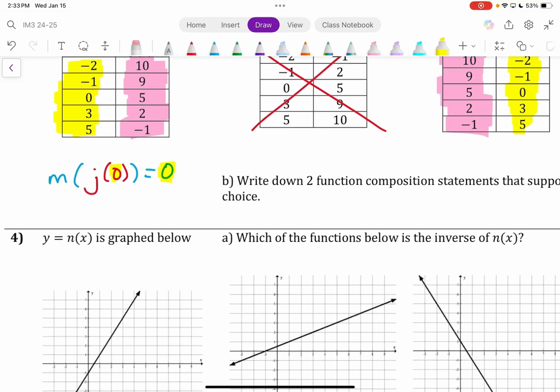So that's your first statement. M of j of 0 is equal to 0. Okay?